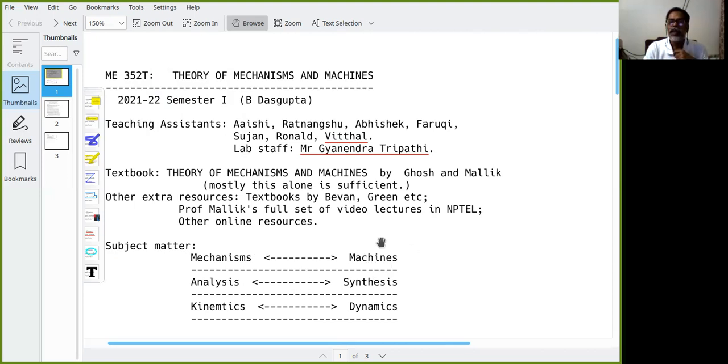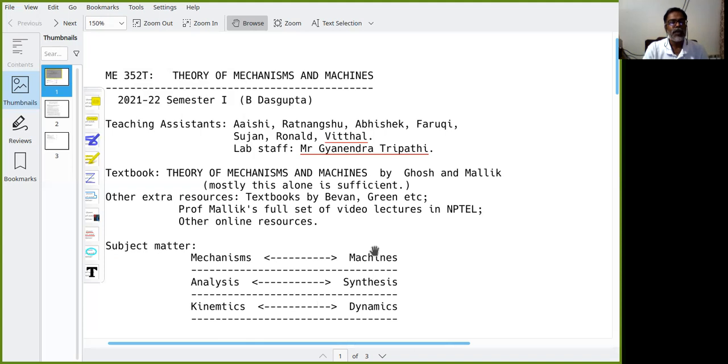Machines, on the other hand, are artifacts or assemblages of links or bodies to transfer motion and force. Transfer and transform. Transfer means from one point to another. Transform means from one form to another. So mechanisms are related mostly to kinematics. There is an A missing here that has been figured. Okay, I'll tell you before uploading the file. And machines are typically related to dynamics, where motion and force both are of importance.